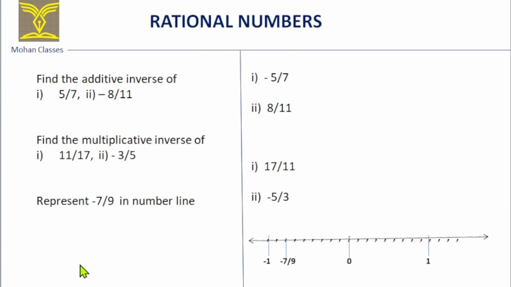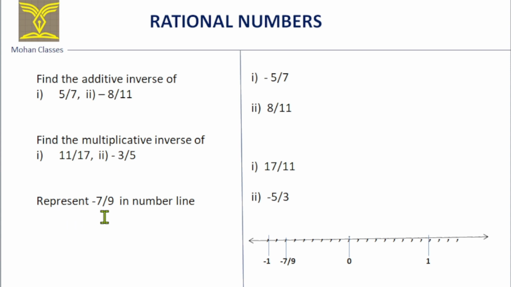Now let us do some exercise. Find the additive inverse of 5 by 7. Additive inverse of 5 by 7 is minus 5 by 7. Additive inverse of minus 8 by 11 is plus 8 by 11. Find the multiplicative inverse of 11 by 17. That is 17 by 11. Minus 3 by 5. So minus 5 by 3 is the multiplicative inverse of minus 3 by 5.